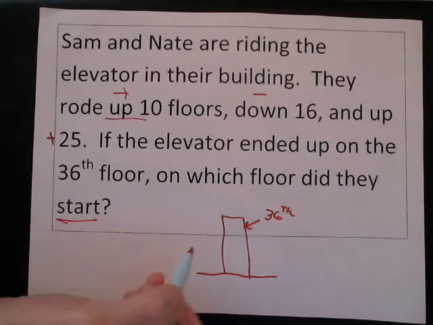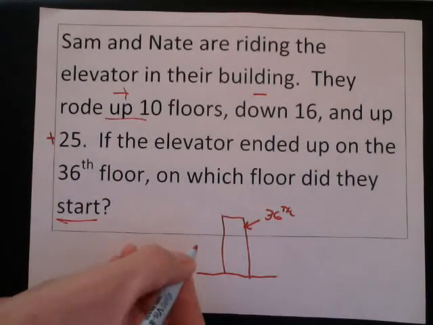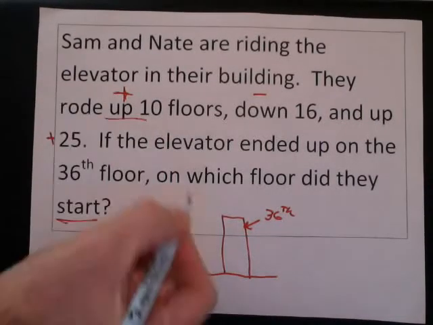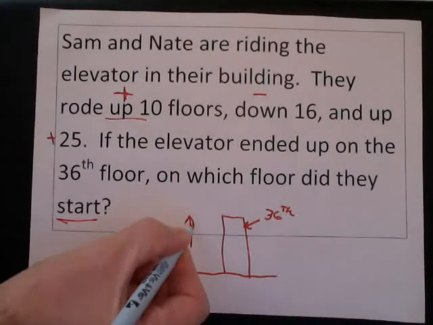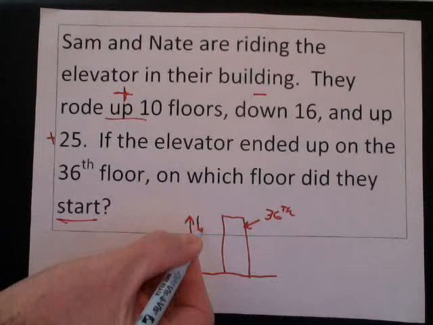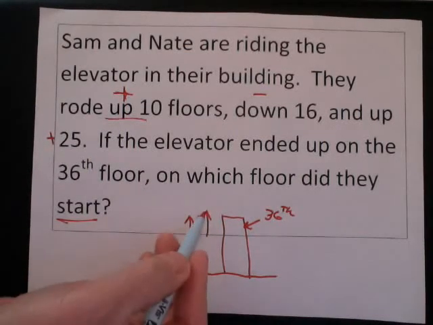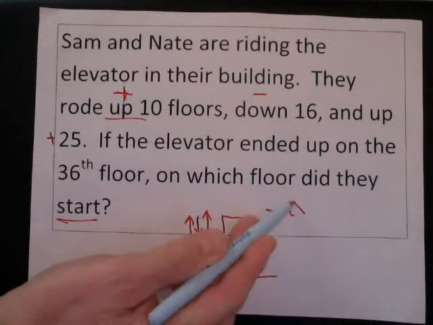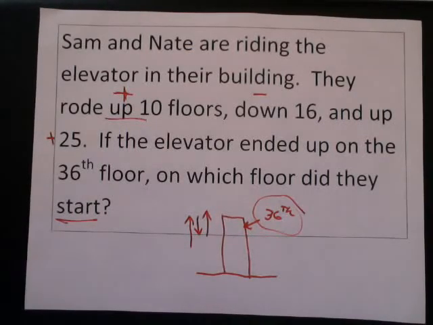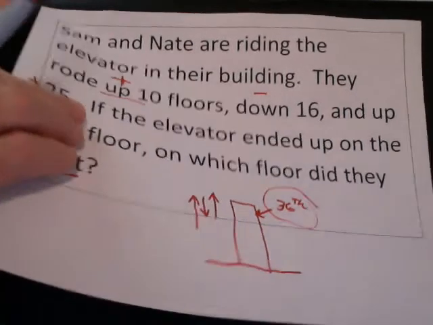Okay? So whatever they did, their pattern was this. They rode up first, then they rode down, and then they rode up. And when they ended on that last up, they were on the 36th floor. So that's our situation. Alright?